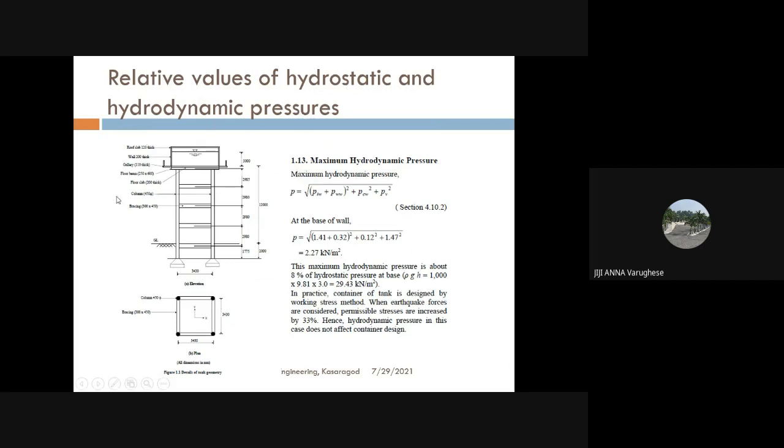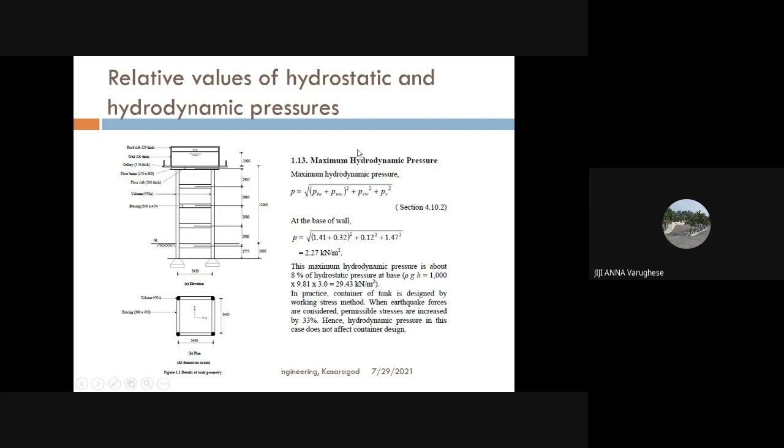So coming to the first example, it is an elevated water tank, and the pressure calculation all depends upon the geometry of the tank. We need the dimension of the tank along the direction of seismic force and the height of the fluid. And here the h value is 3 meters and this horizontal dimension is 3.43 meters. And what is the maximum value of hydrostatic pressure? It is rho g h. So they have worked out the value of hydrostatic pressure, and it comes to about 29.43 kilonewton per meter square.